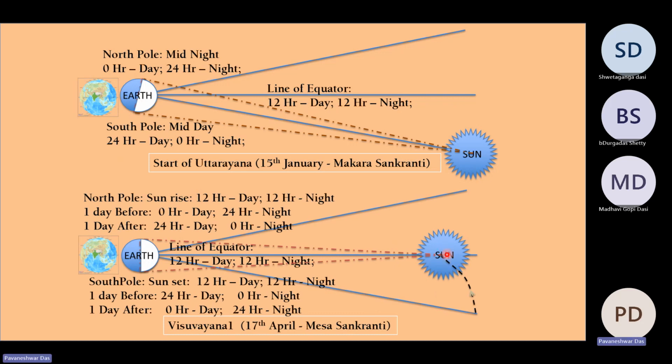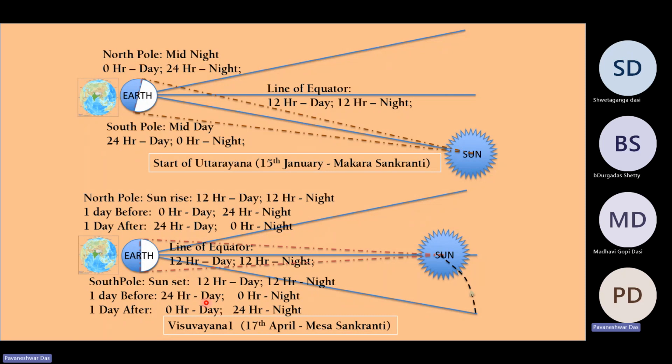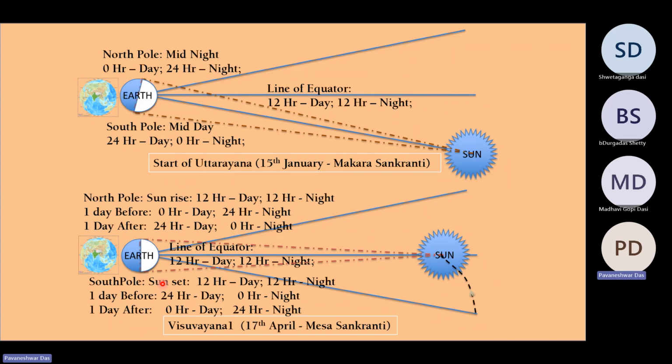When he comes there, one day before, just below the line of equator, the South Pole would have 24 hours daytime and 0 hours nighttime. On this day, when the sun came to the line of equator, 12 hours daytime, 12 hours nighttime. And one day after, the sun goes a little bit above, 0 hours daytime, 24 hours nighttime. 2 days before, 24 hours daytime, and one day before, 12 hours day, 12 hours night, and this day today, 24 hours nighttime only.